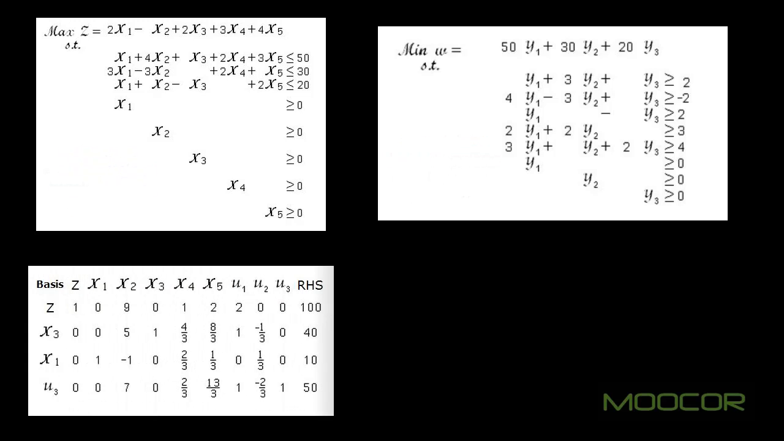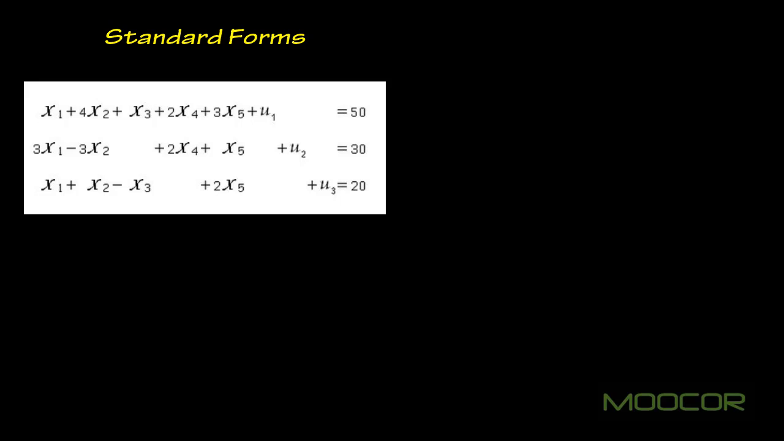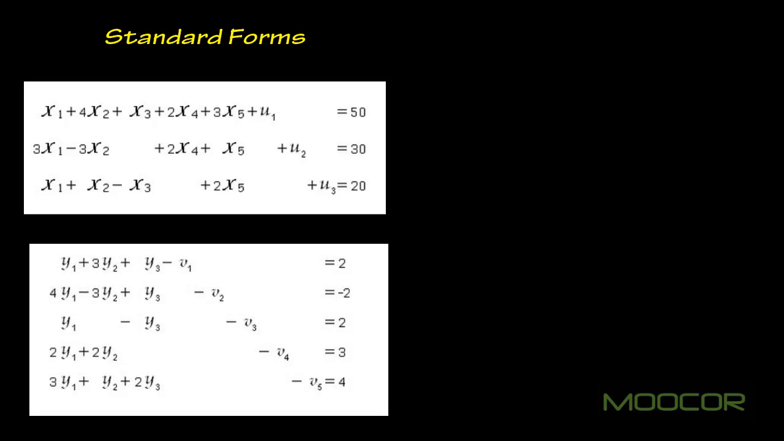If we look at the tabular solution through the simplex method for this problem, we will notice that there are subtle similarities between some of the answers of both problems. And we will discuss this in a little bit more detail. Now, if we look at the standard form of both problems, let's assume u1, u2, and u3 are slack variables for the primal problem, and v1 through v5 are surplus variables for the other problem.